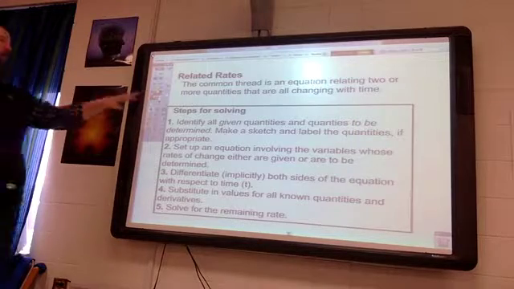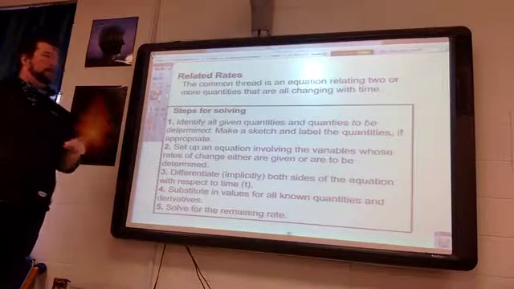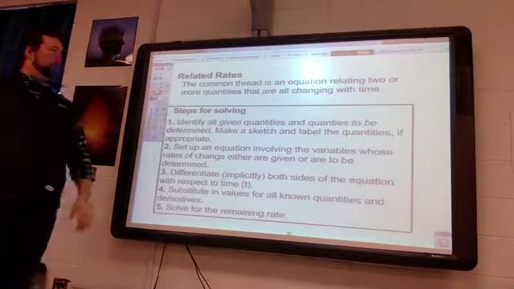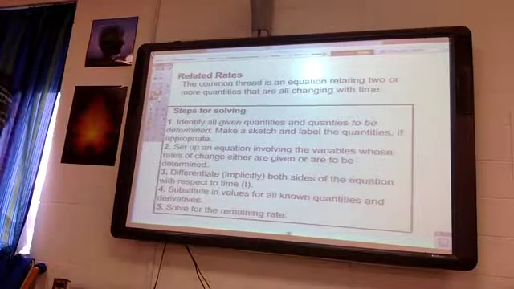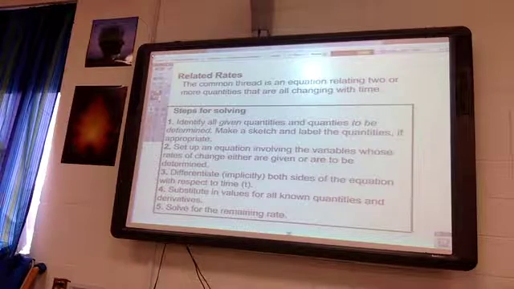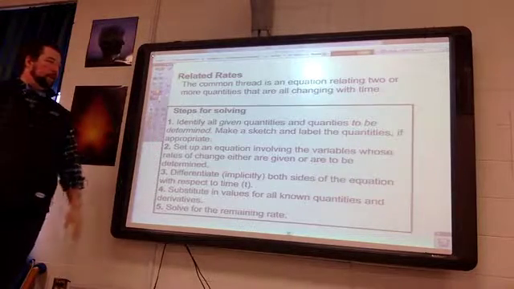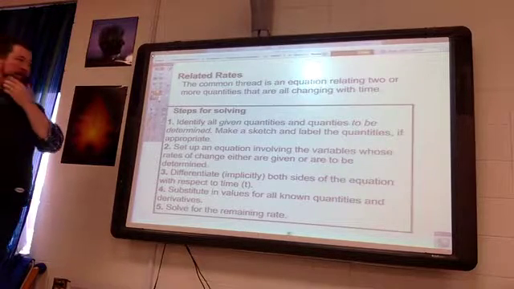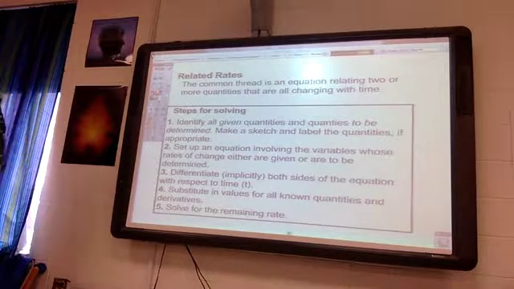Now, here are the steps for solving related rates. The common thread is some equation that relates, hence related, two or more quantities that are all changing with respect to time. Step 1: identify all given quantities and quantities to be determined. Make a sketch and label the quantities if appropriate. Sometimes, again, a picture is worth 1,000 words.